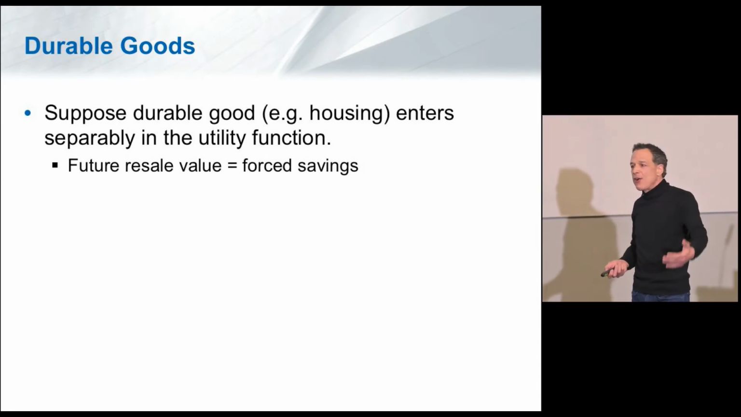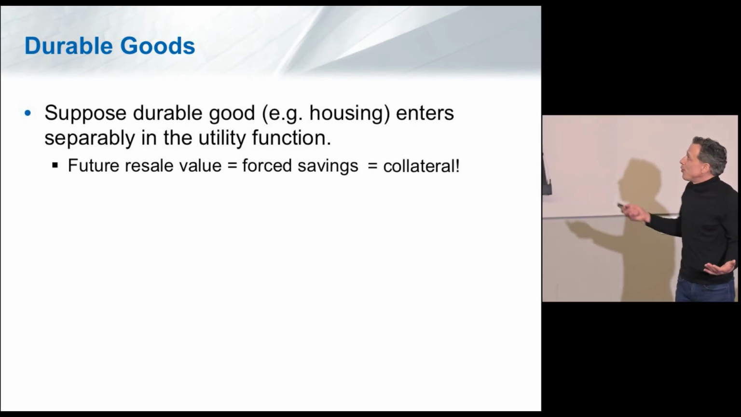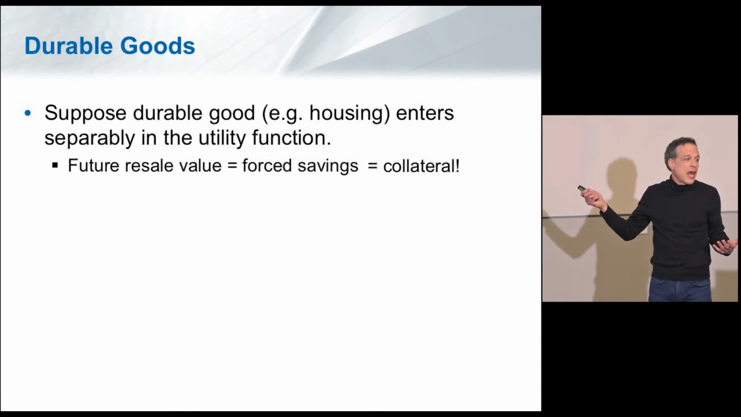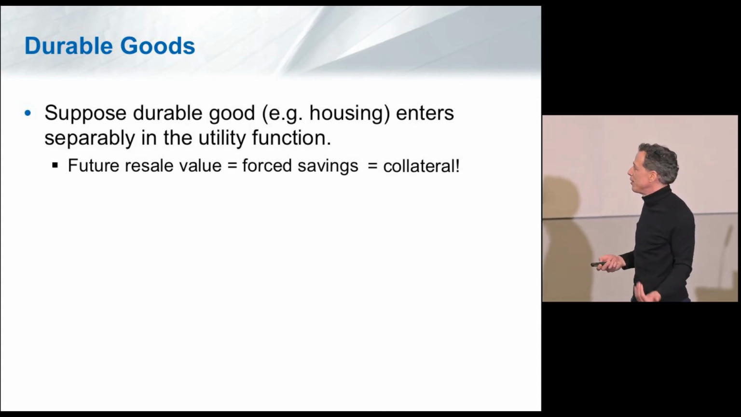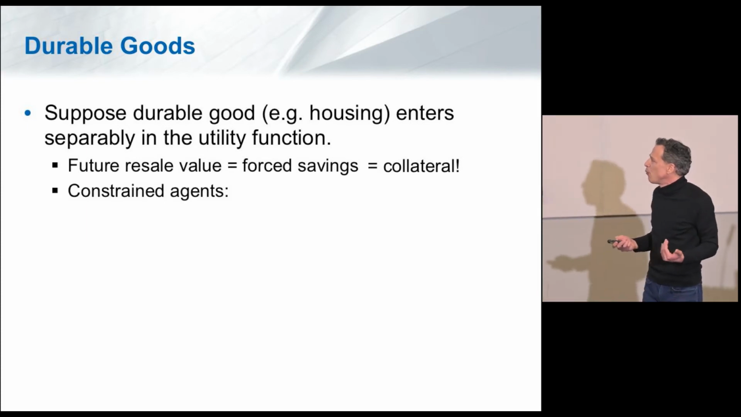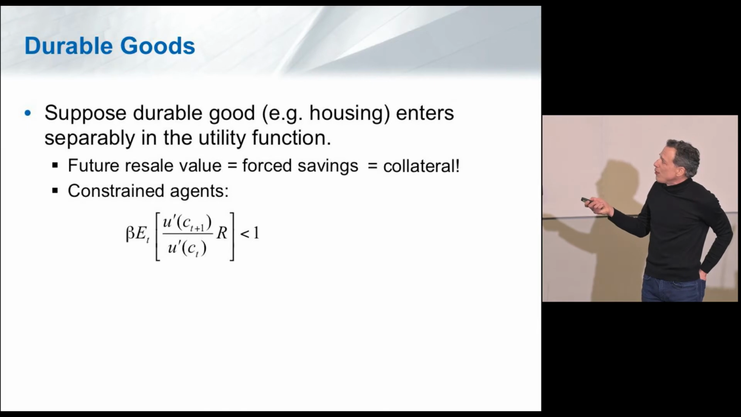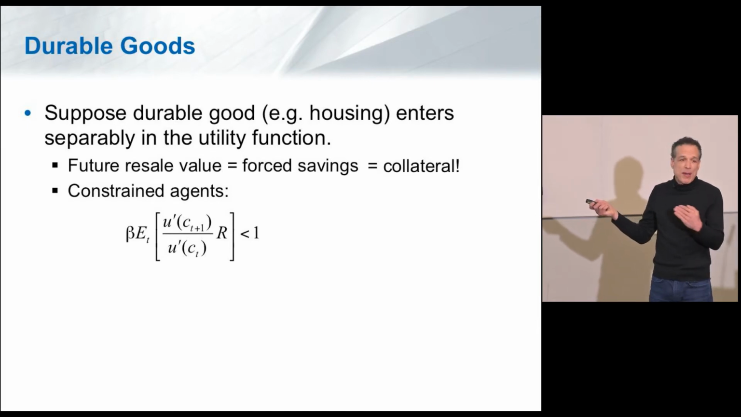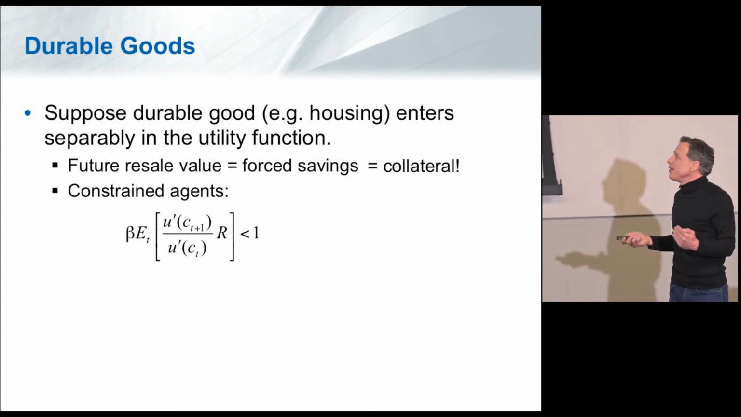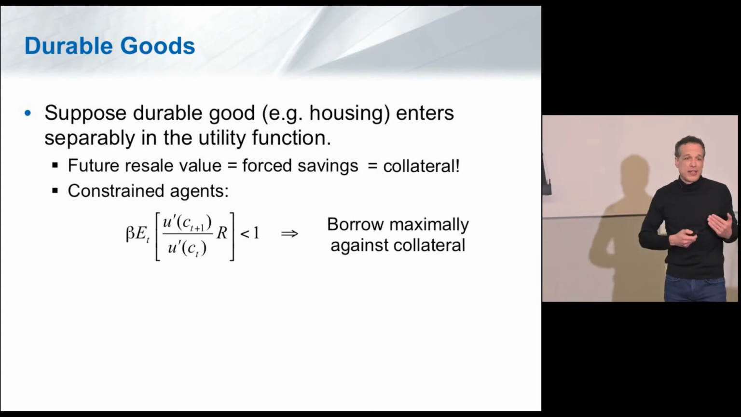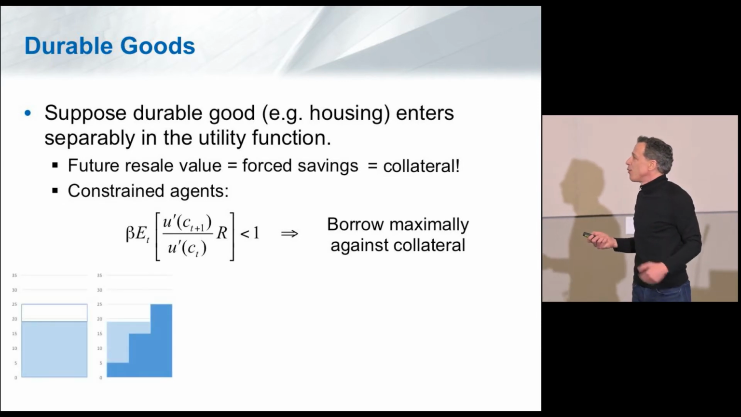I buy the house, it's valuable tomorrow, that's forced savings. It also then becomes a source of collateral. Now I have something I can borrow against in the future. And so what are these constrained agents going to do? Remember, in general, this Euler equation state by state is either equal to 1 or less than 1, and on average it's less than 1, which means that we want to borrow maximally against that collateral, right? We want to borrow as much as we can. And so what's going to happen?